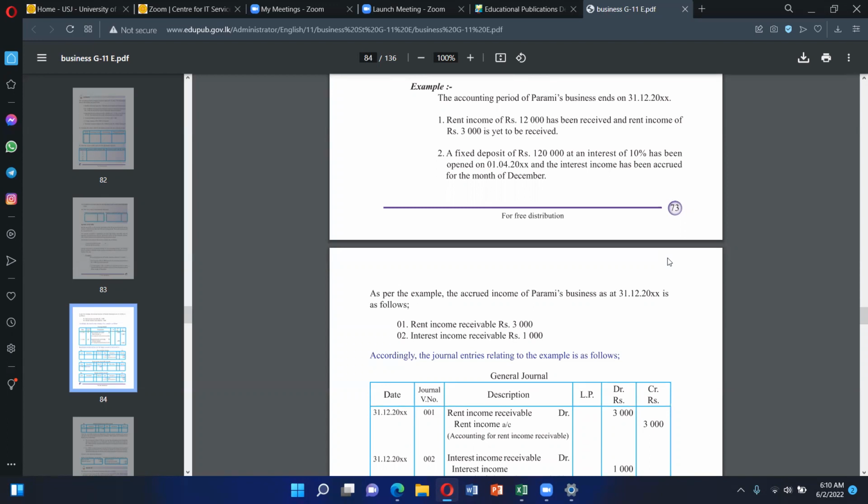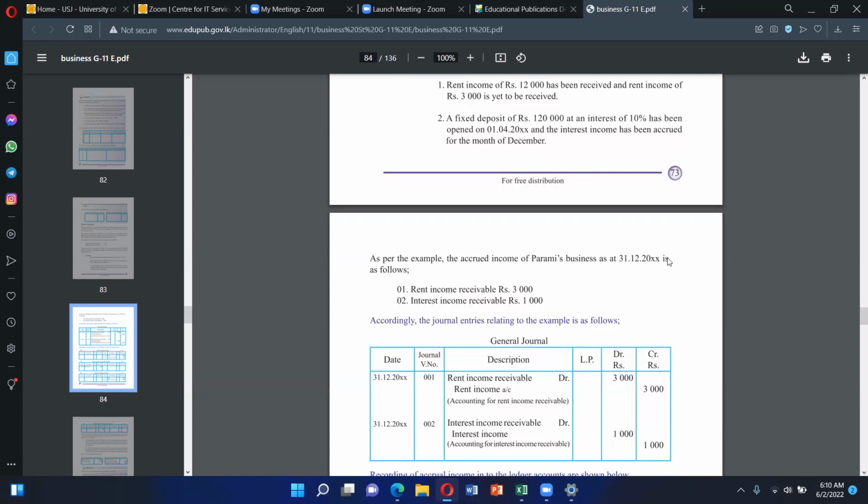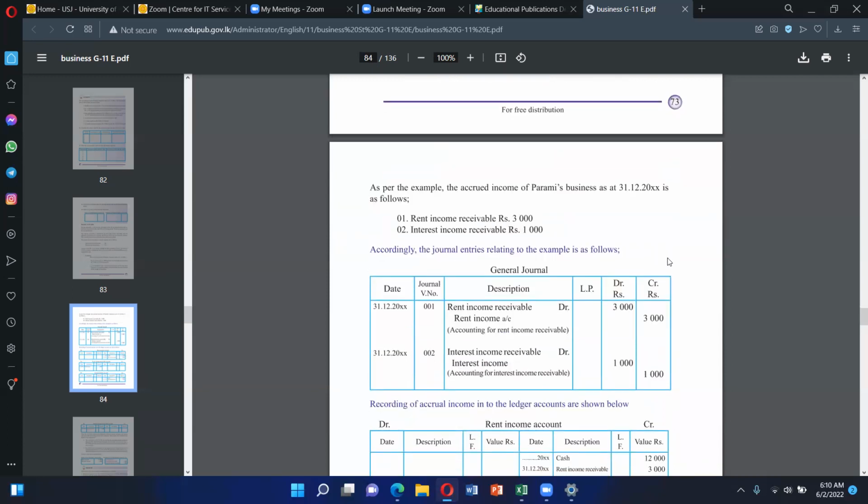And the second one, you're supposed to receive interest income for the month of December, which has not been received yet. So you need to calculate the December interest: 120,000 times 10%, divided by 12, that gives you 1,000. So interest receivable debit, interest income credit. Is everyone okay with that? Yes.